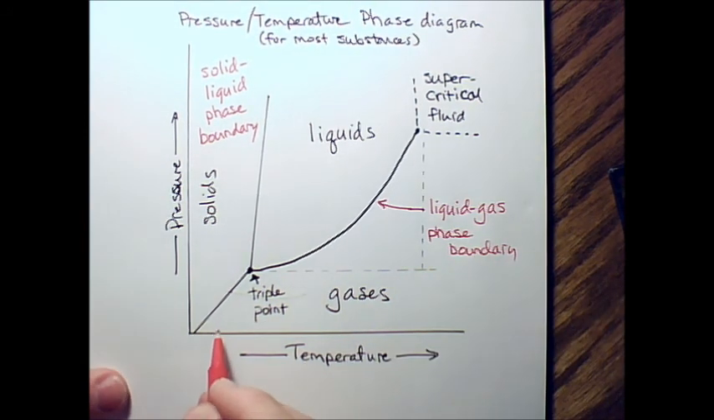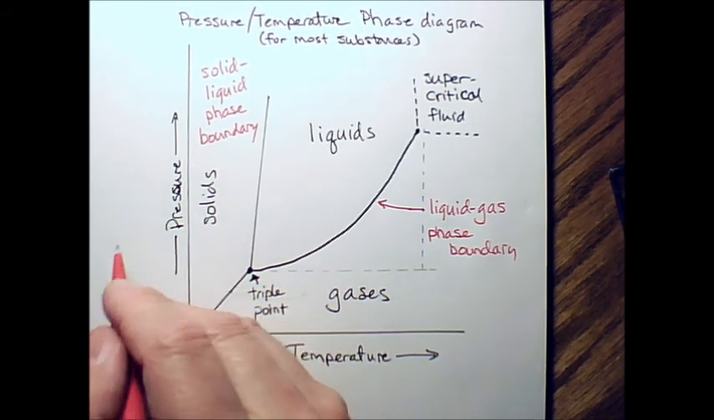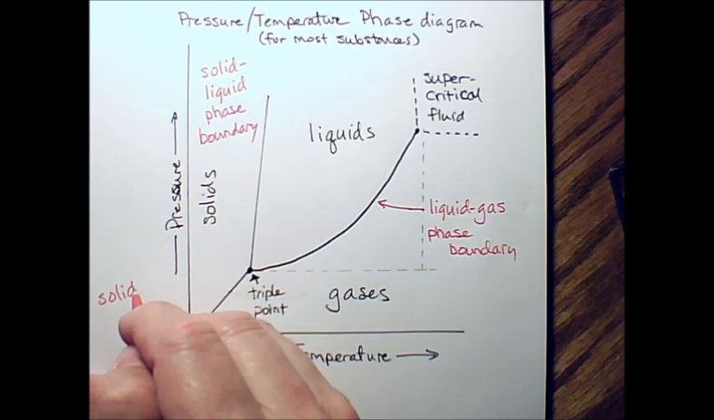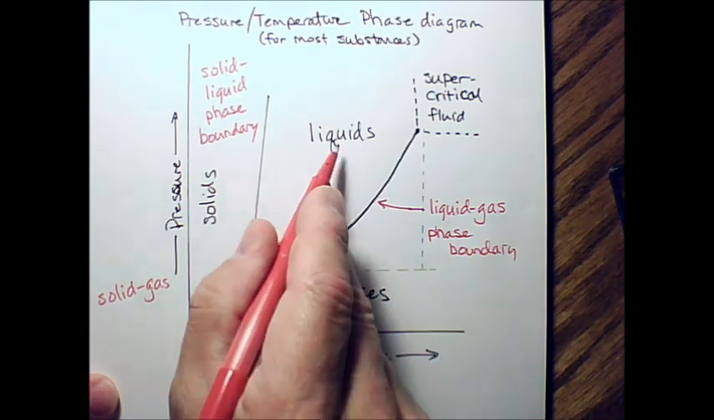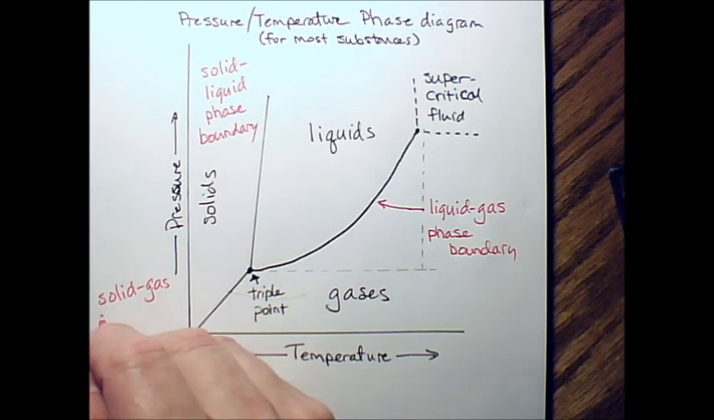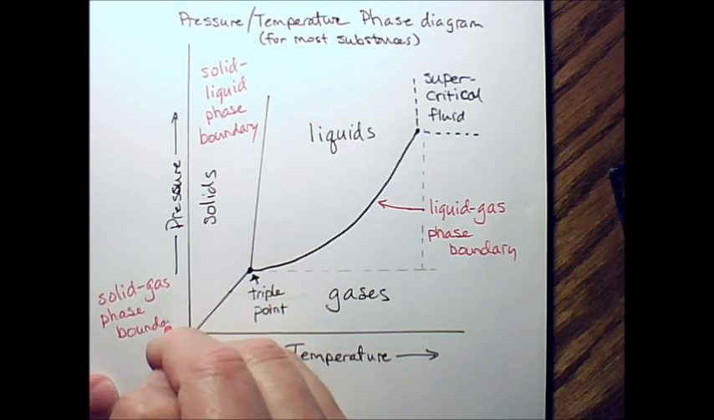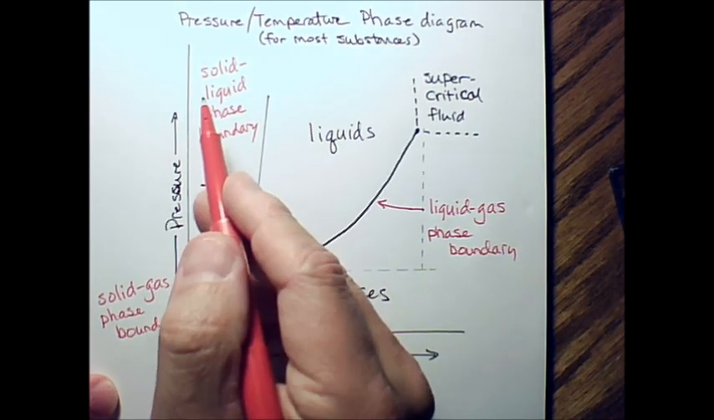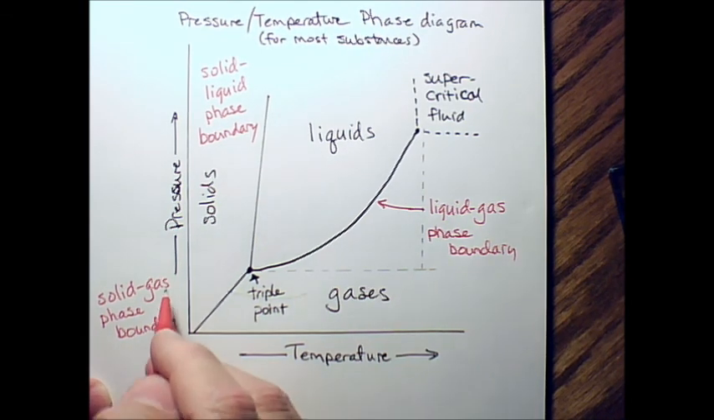I'll bet you can predict what we're going to call this right here. Solid, liquid, gas. Not solid liquid, the solid gas phase boundary, right? Are you pointing at the little curved line? Yep, that's the boundary between liquids and gases, the liquid gas phase boundary. Now you can reverse solid liquid or liquid gas. You could call it the liquid solid phase boundary. It wouldn't matter.